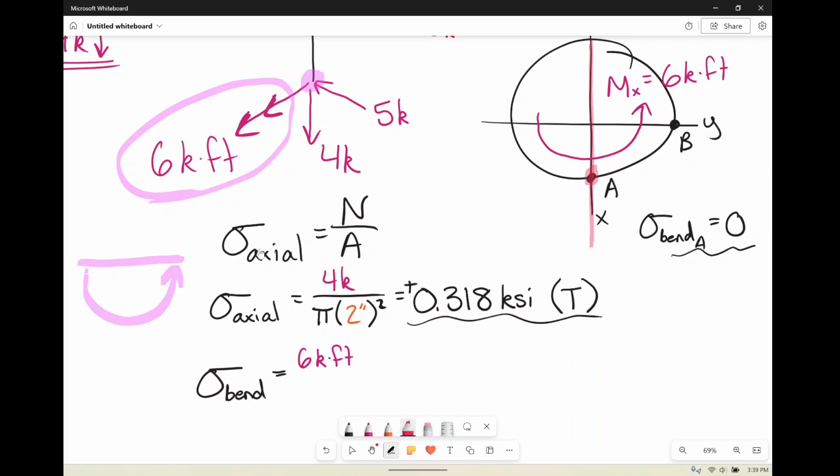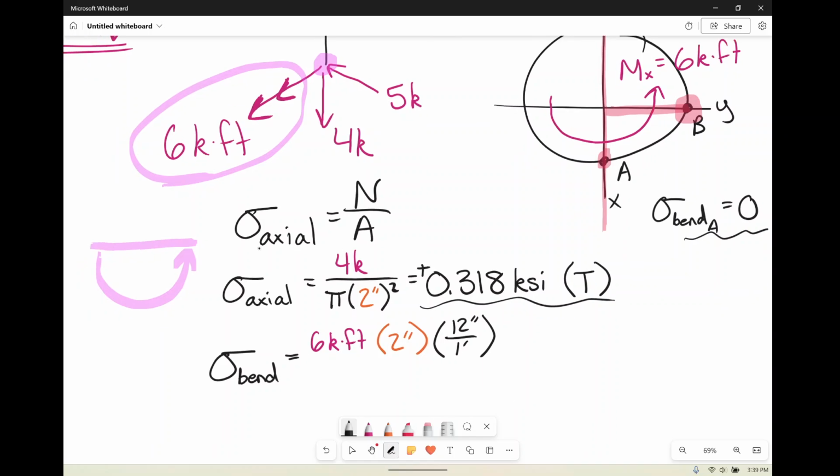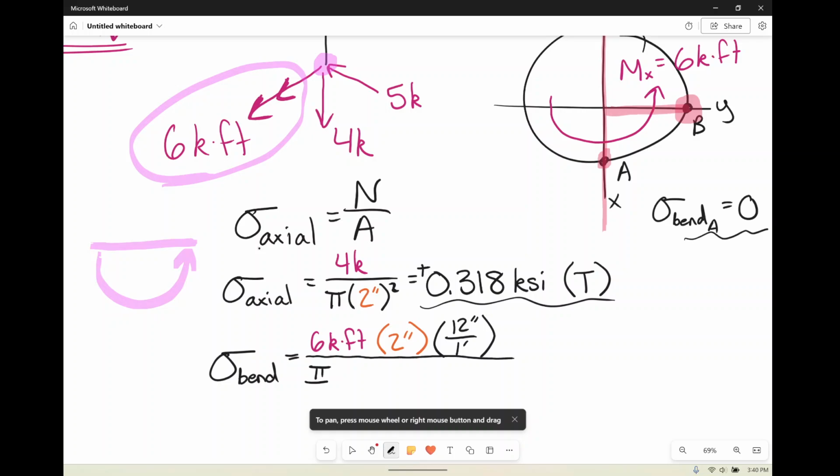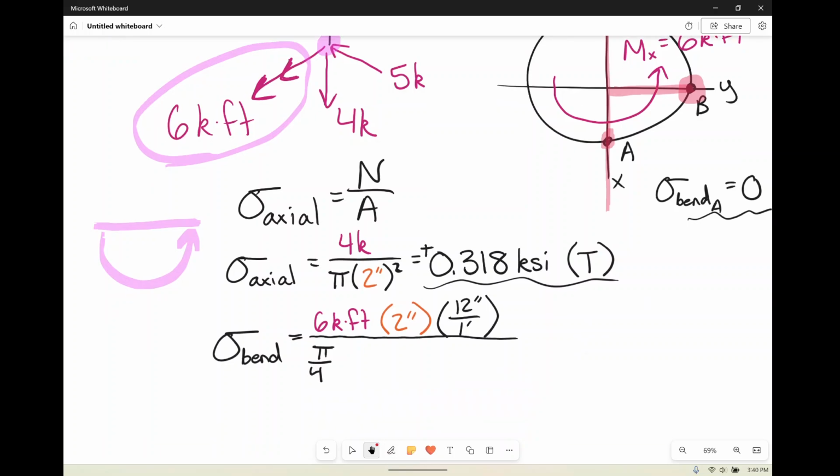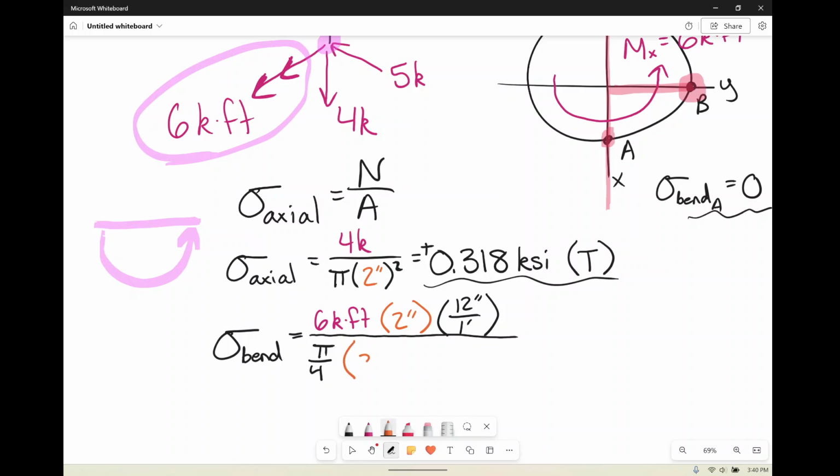And for B, how far is point B from that neutral axis? It is, lo and behold, the radius. Remember, our radius was 2 inches. Well, hold up, we got feet and we got inches in this equation, so somebody needs to go. So we're going to say there's 12 inches in a foot. And now we're going to have everything in terms of inches divided by I. The moment of inertia for a circle is actually the same in every direction because a circle is the same in every direction. And that is pi divided by 4 times the radius, which we said was 2 inches, raised to the 4th.